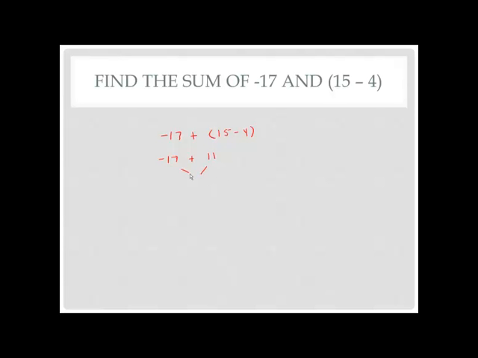Next, I would combine these two using my rules for adding integers. I have different signs, so I know I have to find the difference of the two numbers. The difference between 17 and 11 is 6, and then I would take the sign of the number that had the highest absolute value. In this case, 17 has the highest absolute value, and it's negative, so it will be negative 6.